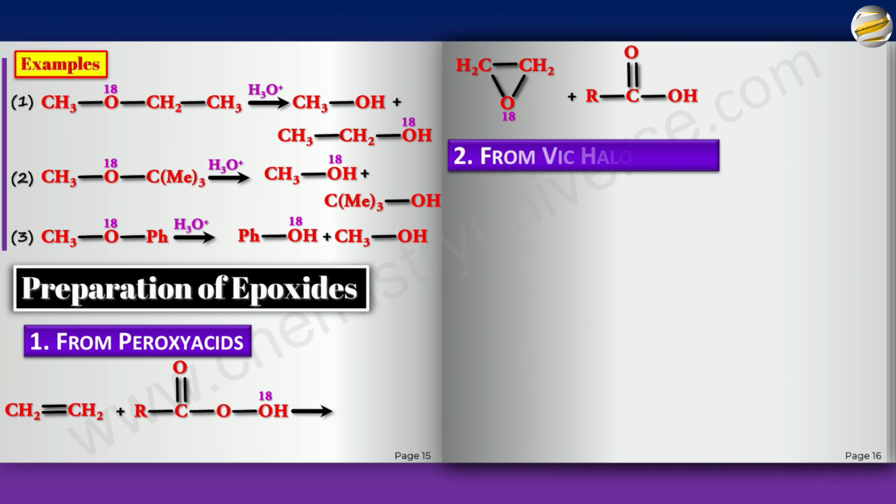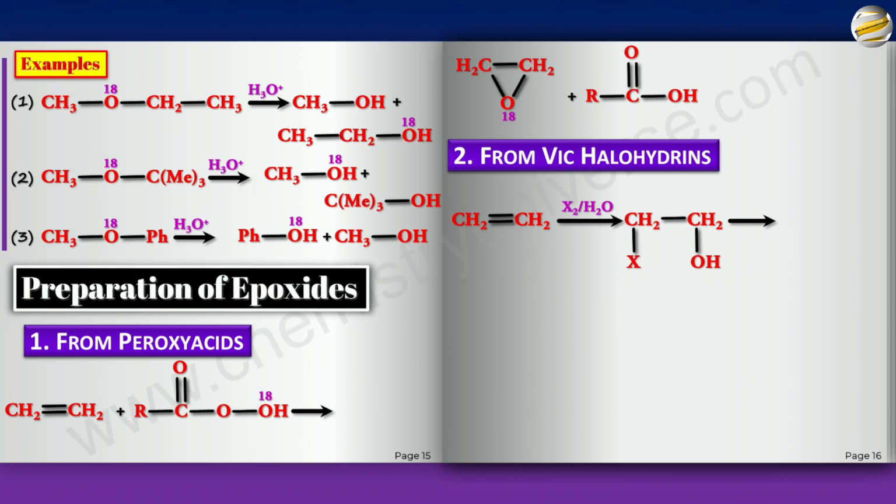Then you can even get it from vicinal halohydrins. You add first X2 and water. Then we know that halogen in water, one carbon will get OH, the other will get X. This is called a halohydrin. Now when you add OH minus, one might feel that the OH minus will attack the left carbon and remove the X. But instead of that, what it does, it removes this H as proton, makes this as O minus. This will attack the carbon and this will remove the X. Obviously, it will attack from the opposite side. But since it's a single bond, it can rotate. So you will find that it will form the epoxide.